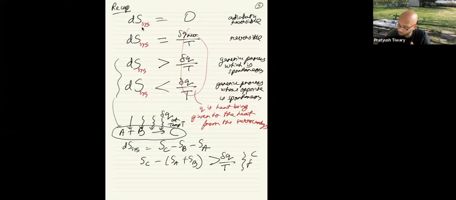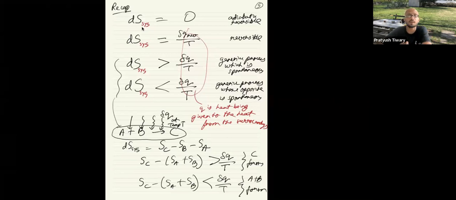So this means C forms. And if S_C minus S_A plus S_B is less than delta Q by T, that means A plus B form, right? That's why this is so important, because this is what sets up, later we will see this story, and you must have seen it in PChem undergrad also, the story of chemical equilibrium.